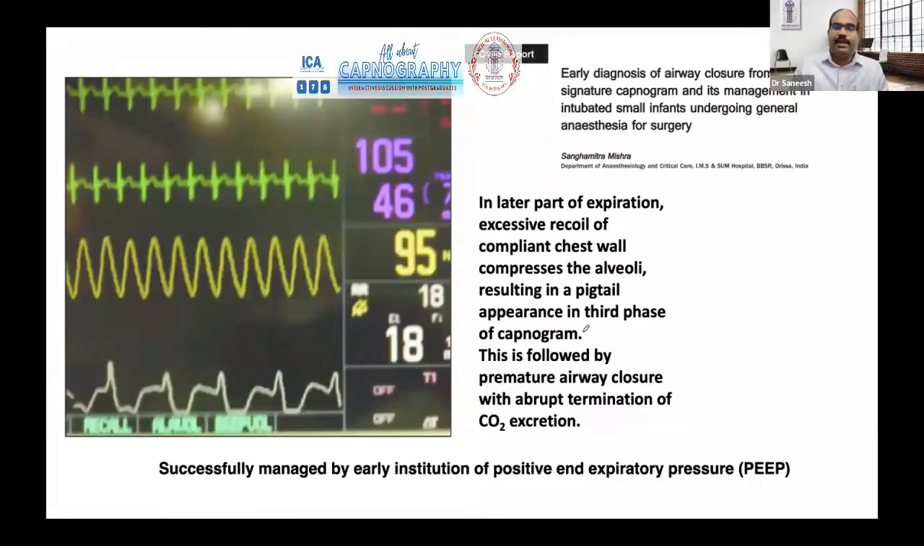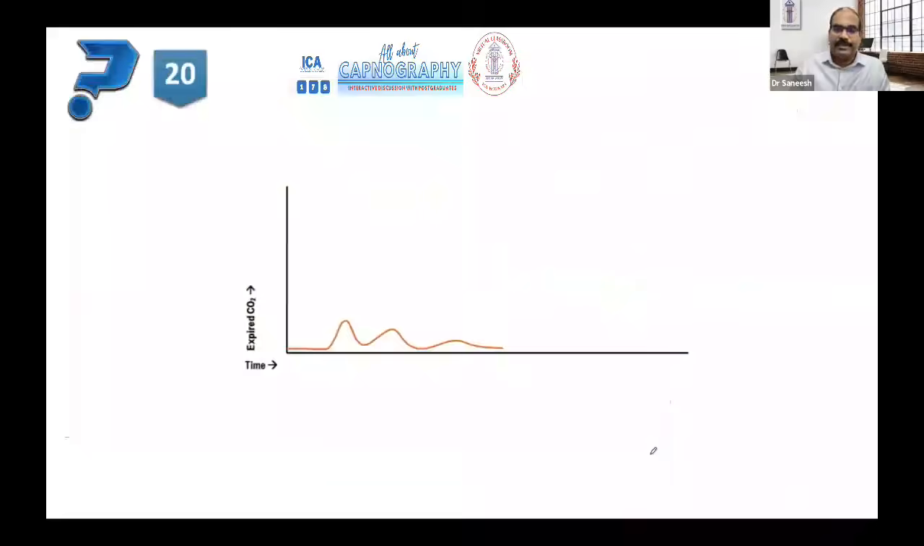So this is again found in neonatal ventilation, premature airway closure. You can see in this tracing a sudden upstroke, the pigtail mechanism. So it's not only given in textbooks, it's a practical scenario as well. Especially, capnogram I think is a little bit complicated when we deal with neonates and thoracic surgery. But we need to be aware of these changes.